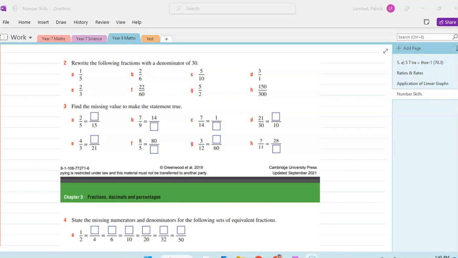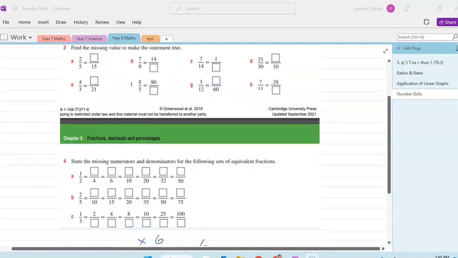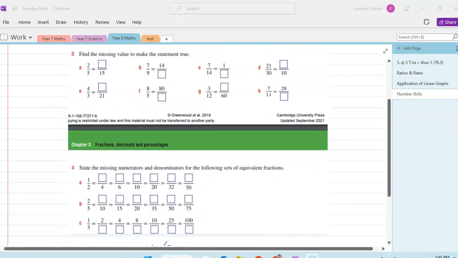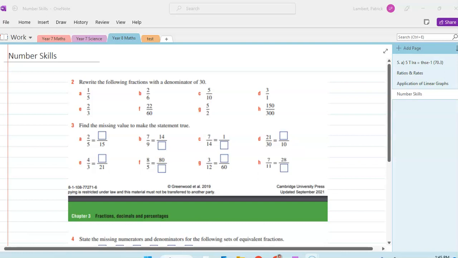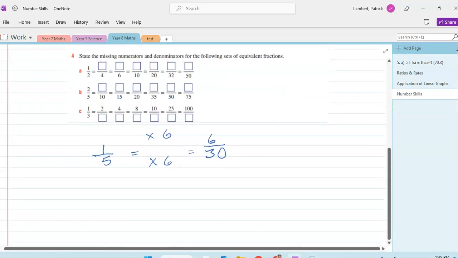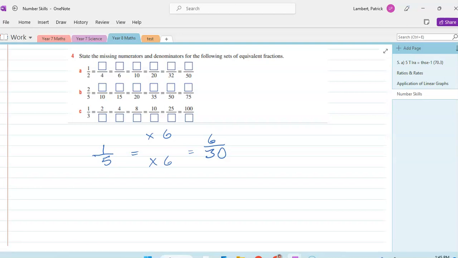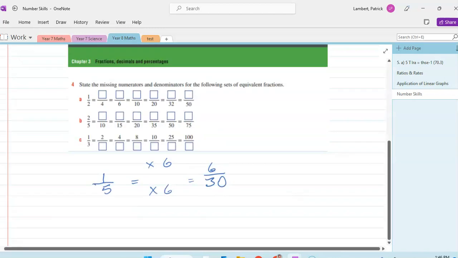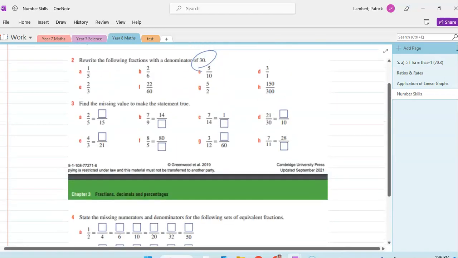Looking at some relatively straightforward equivalent fraction exercises. We're looking at 1/5. If we go to 1/5, we've got to rewrite those in question 2 with a base of 30. So what do I need to do to the bottom here to get 30? Multiply by 6. So therefore I multiply the top, and 6 over 30 is an equivalent fraction, same size, different name, to 1 over 5, because it cancels down to 1 over 5.